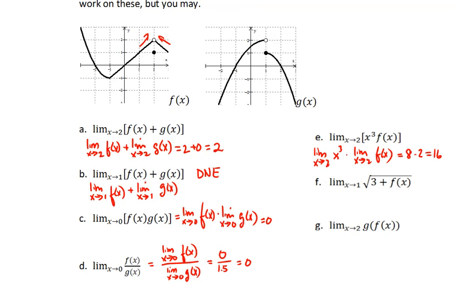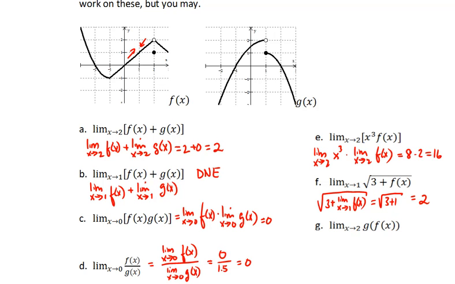Letter F, limit as x approaches 1 of square root of 3 plus f of x. And this is a function composition. Remember what we do with this is we find the limit as x approaches 1 of f of x, add that to 3, and then just take the square root of that. So since the limit as x approaches 1 of f of x is just 1, then we'll have the square root of 3 plus 1, and that's just 2.